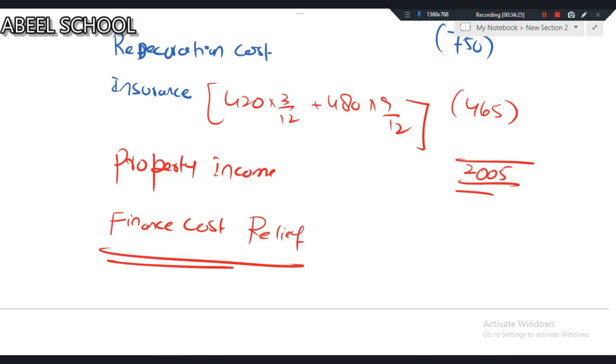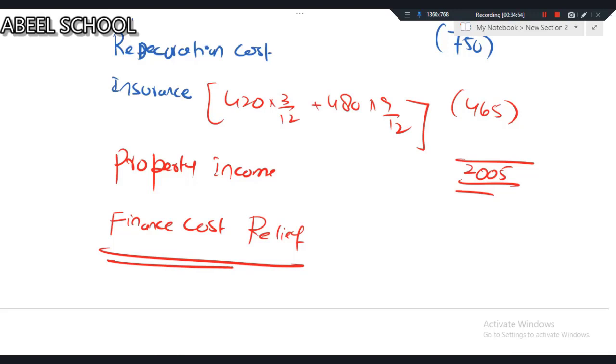So either the loan was taken to buy the property which is given on rent. Second, it was taken for incurring capital expenditure. Third, the loan was taken for repairs, which is revenue expenditure. In any one of the cases, the finance cost relief will be available. And how do we take that finance cost relief? I'll explain this in a while, don't worry at all.